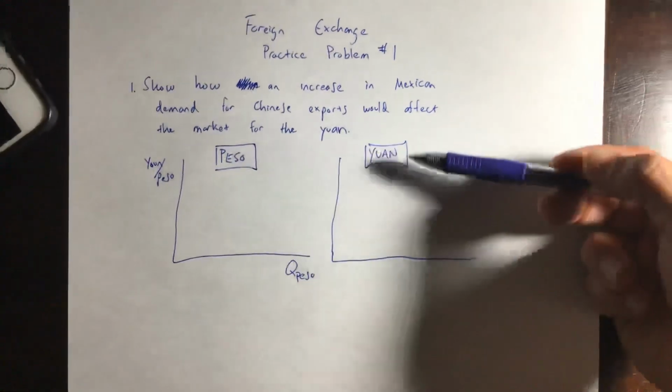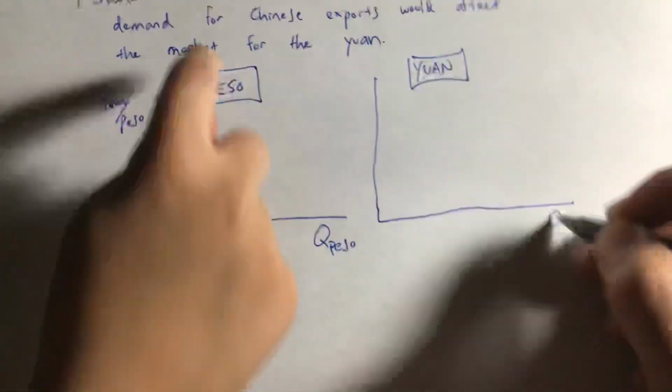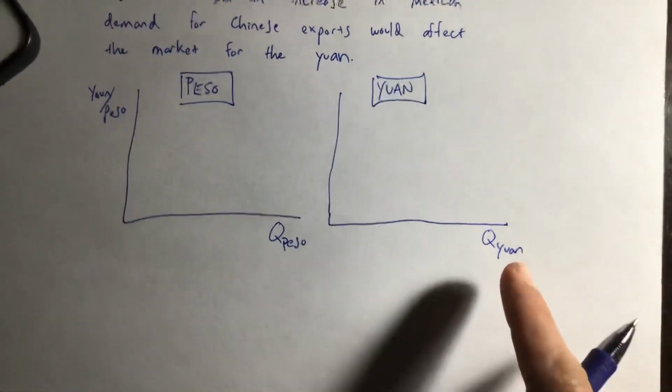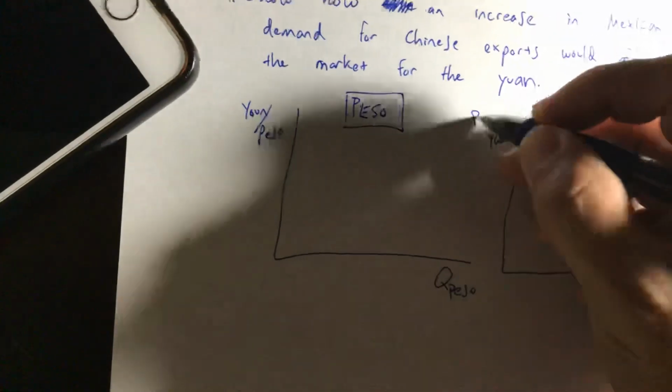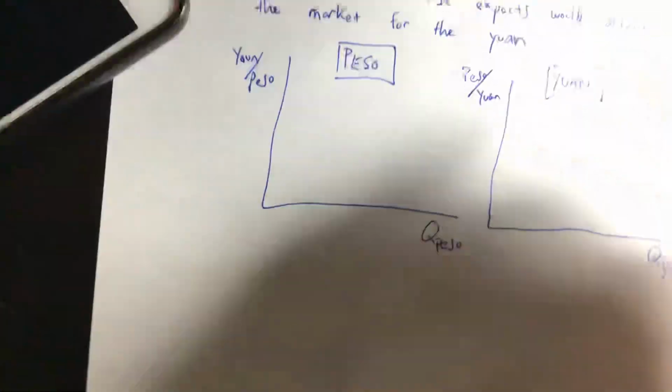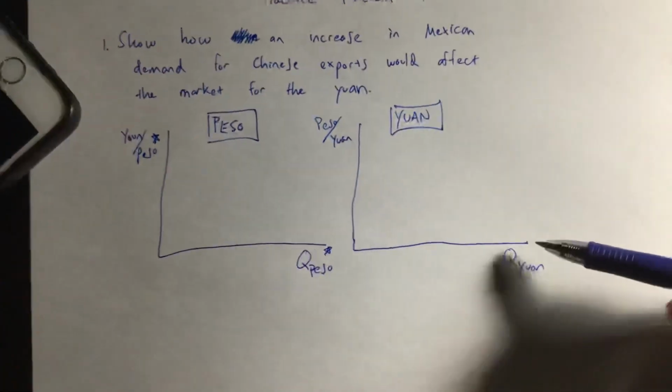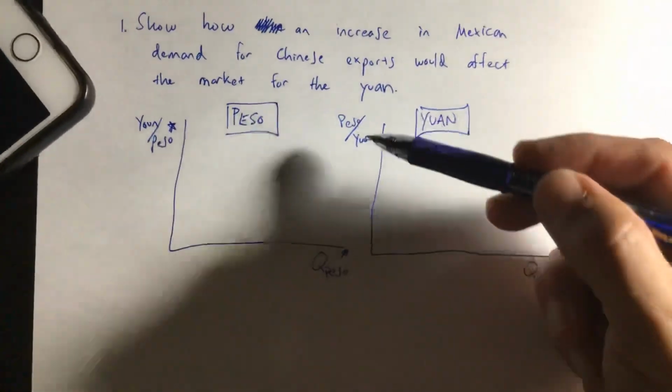If it's yuan, then we're going to do quantity of yuan. And I got little fingers here in the way. No, Brady. Quantity of yuan. And so if yuan's on the bottom, then over here it's going to be yuan on the bottom. And that means peso goes on the top. Okay, remember, if it's on the bottom, over here it's on the bottom. So peso goes on the bottom, yuan goes on the bottom. See the bottom of that equation?